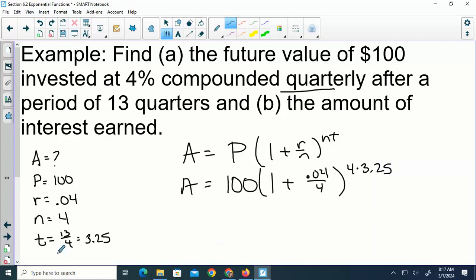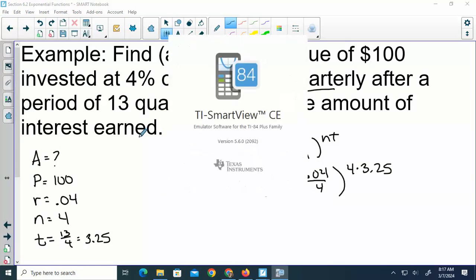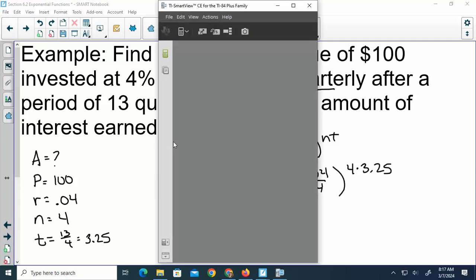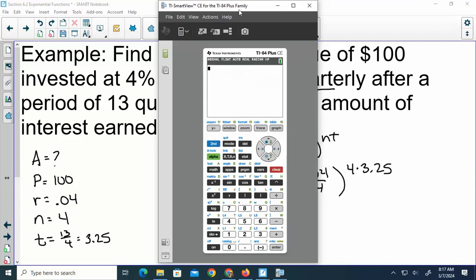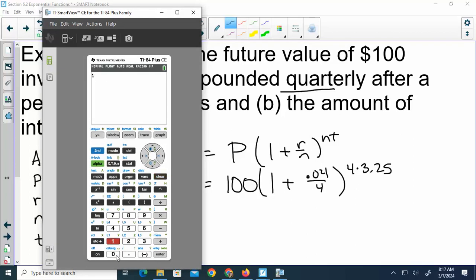I strongly recommend just typing everything in at once on your calculator. When people try to do this in steps, it seems to create a lot of problems. So we have 100, let's see, 1 plus 0.04 divided by 4 to the 4 times 3.25 power.